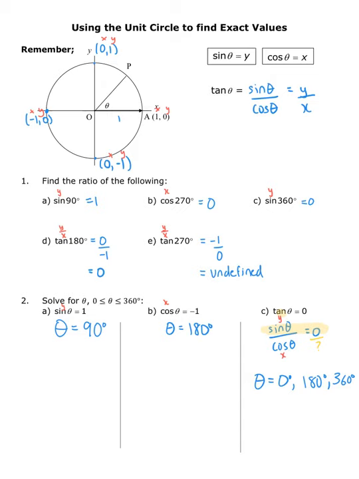So please take a moment to know the difference between number 1 and number 2. In number 1, you're given the angle and you're finding the ratio, and there will always be one answer. And in number 2, you're given the ratio and asked to find the angle being the solution, and there could be more than one solution.